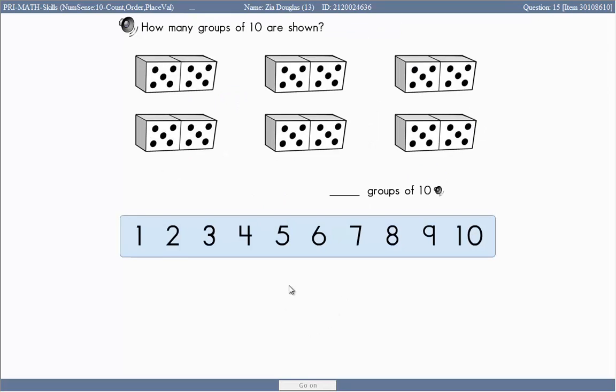Here they want you to figure out how many groups of 10 are shown. So they have to realize and recognize that each domino set shows a group of 10. So instead of counting each individual dot or counting each one as 2, they have to realize that this is 1, this is 2, this is 3, this is 4, this is 5, and this is 6. There are 6 sets or 6 groups of 10.